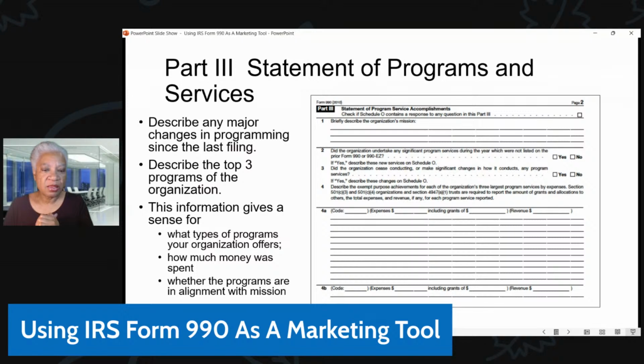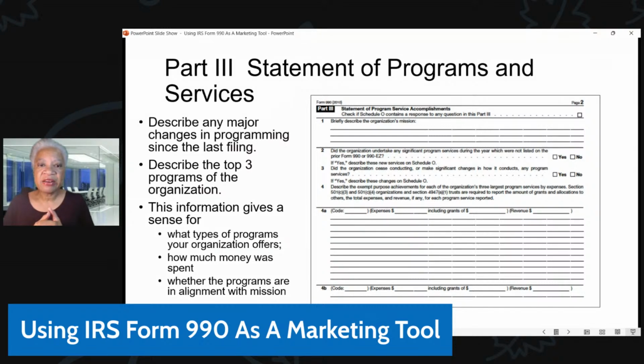And then the part that's most telling here is 4A, where you talk about the expenses for various programs, usually your top three programs. And if you need to provide more information, you could do that either in Schedule O or an additional piece of paper. But here you get to talk about the program, talk about the expenses, and talk about the revenue that you get, and then the grants that you get. Remember, revenues are the income that you generate from some product or service of the program. A grant is the money that you get as a result of writing a proposal. You don't have to pay it back.